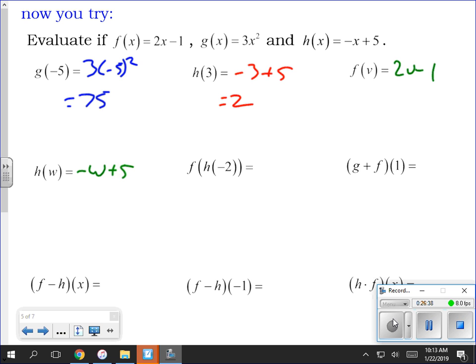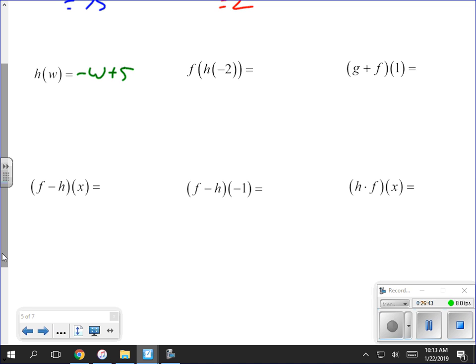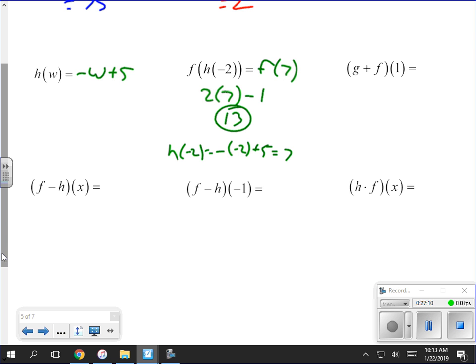And this is where it starts to get a little more complicated. f of h of -2. Figure out what h of -2 is. h of -2 is -(-2) plus 5, or 7. So this is actually f of 7. So 2x minus 1 is what f is. So this is 2 times 7 minus 1, also known as 13.